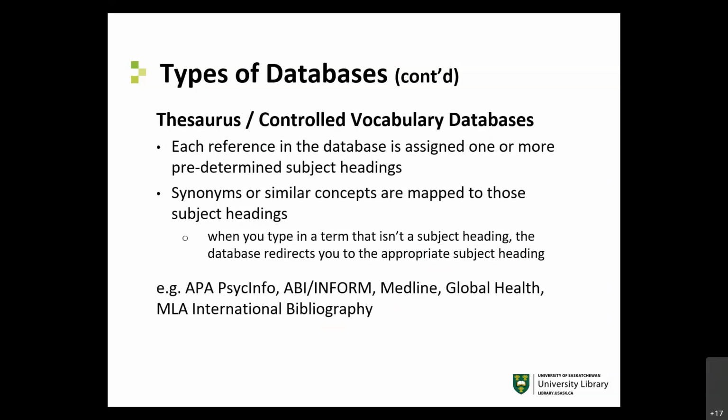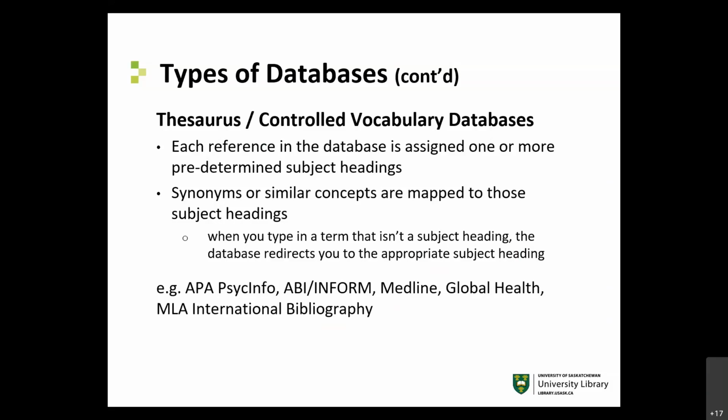Okay, and I've just given some examples: APA PsycInfo, ABI Inform, Medline, Global Health, MLA International Bibliography, which is the English literature database. And ABI Inform is one of the business databases. So those are some of the databases that have this controlled vocabulary. Each one has their pros and cons for sure.